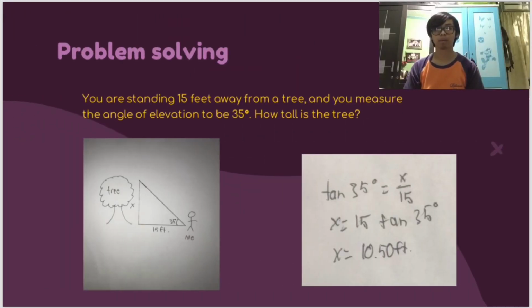Here we have another problem. This problem says you are standing 15 feet away from a tree, and you measure the angle of elevation to be 35 degrees. How tall is the tree? So the formula that we're going to be using for this problem is a tangent formula. So we're going to let x be the height, and it's going to be 15 tan 35 degrees. And the answer for that is 10.50 feet.